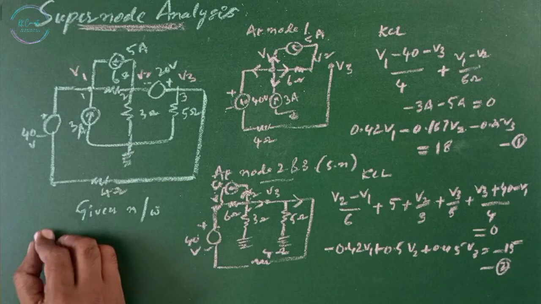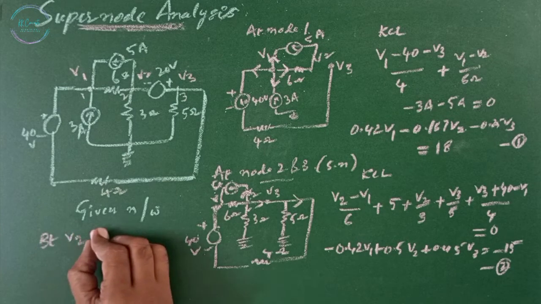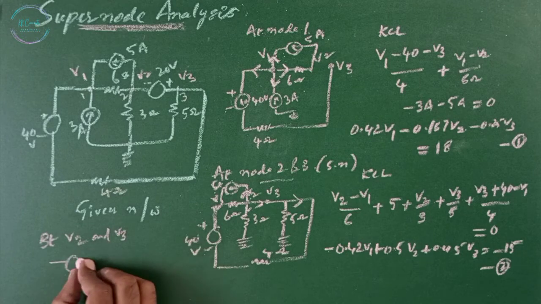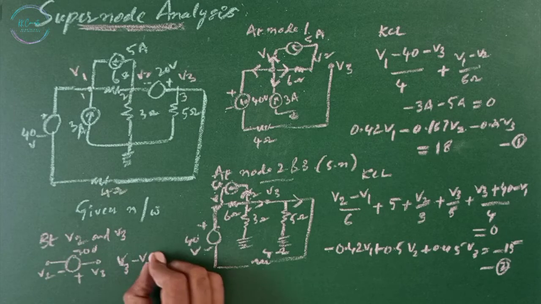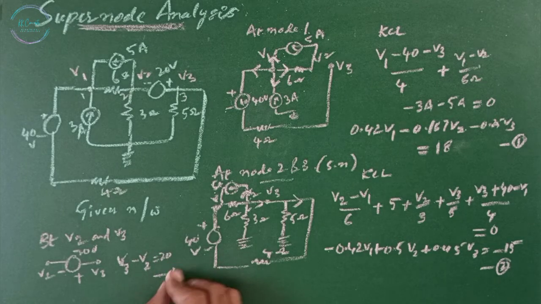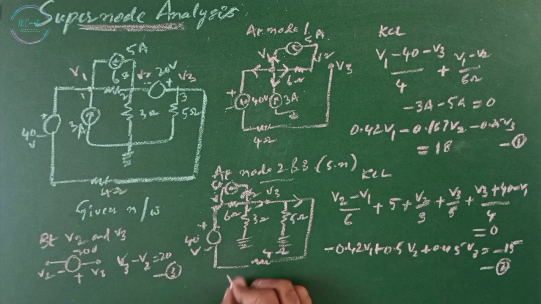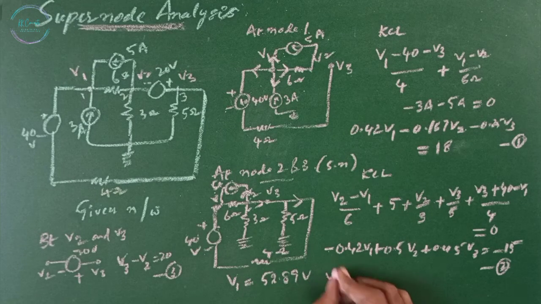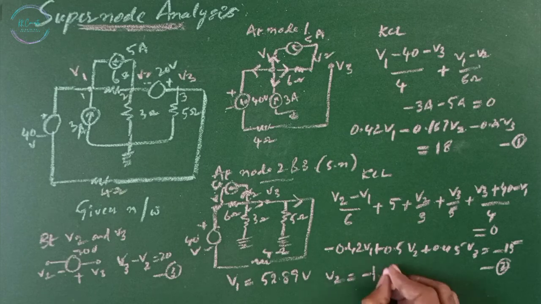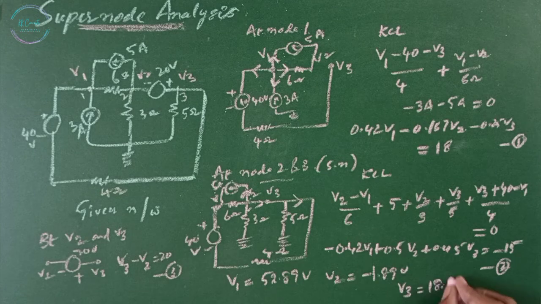Now, between the supernode V2 and V3, V3 minus V2 equals 20 volts. This is equation number 3. Solving these three equations, you get the voltages V1 equals 52.89 volts, V2 equals minus 1.89 volts, and V3 equals 18.11 volts.